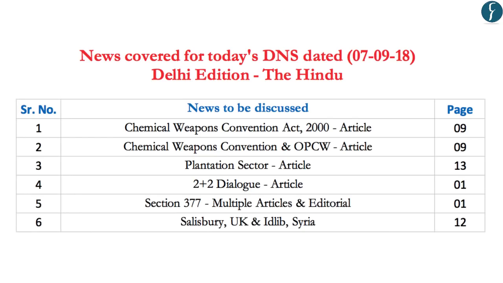Now we would be analyzing the Delhi edition of the Hindu newspaper of 7th of September 2018. The news that would be covered today is given on the screen, and the timestamp for the same is given in the description and the comment section given below. So now with this, let us begin with the first article.